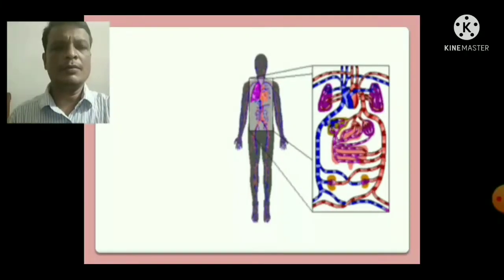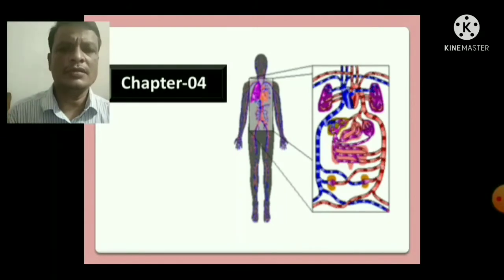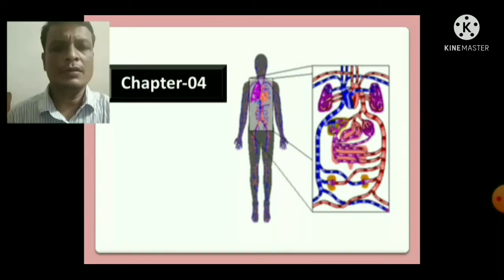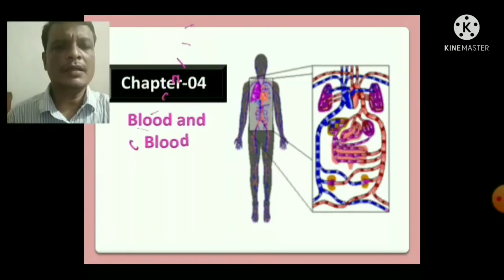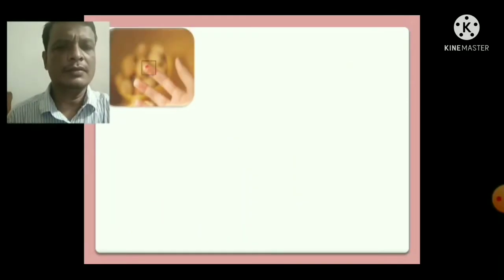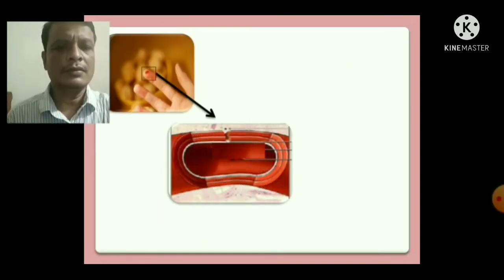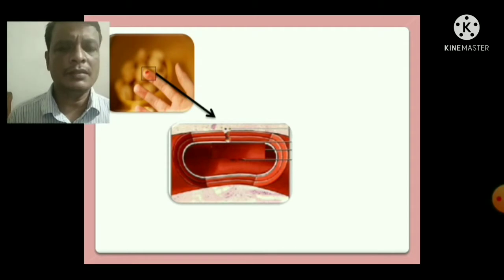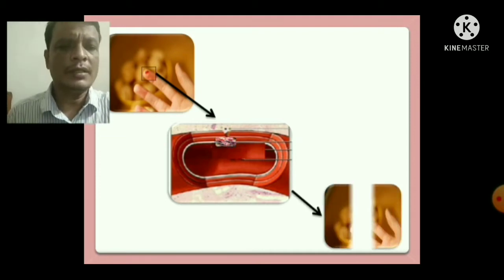Now let's discuss our today's lecture. Today I am going to discuss chapter 4, the blood and blood circulation. Today I am going to discuss a very important topic, that is the blood coagulation mechanism.